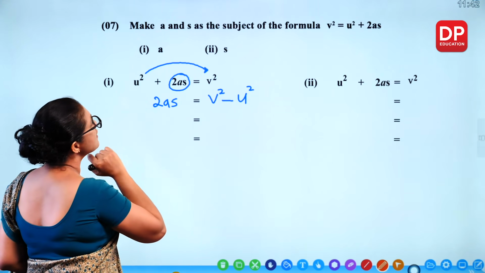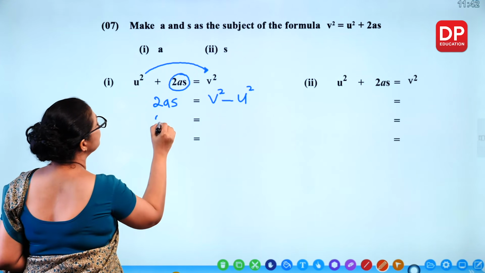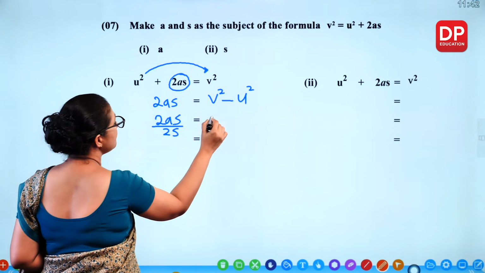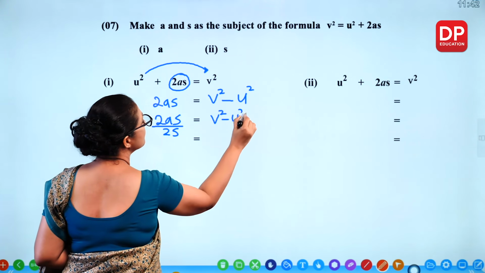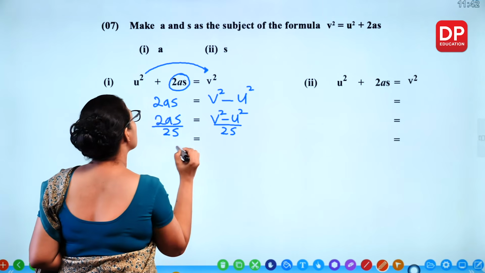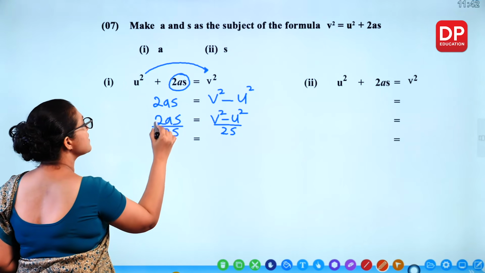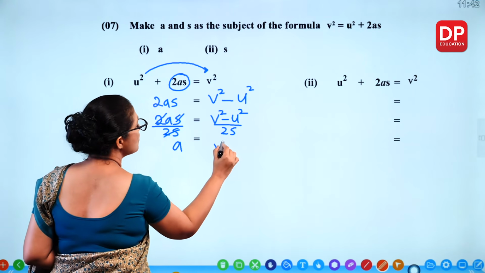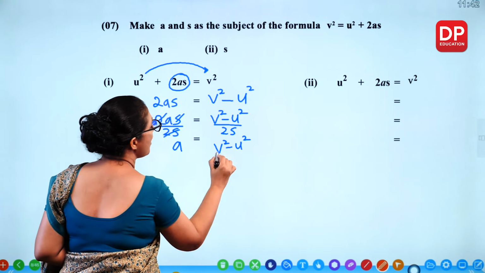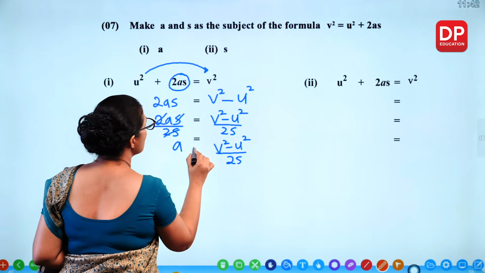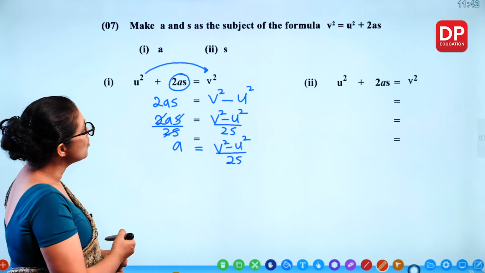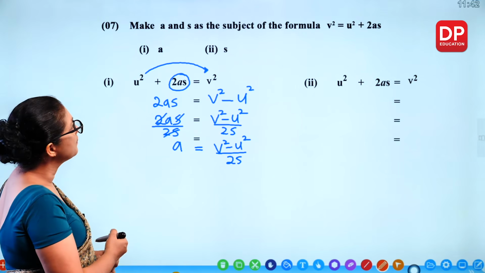Then what's the next step? You need A. So divide by 2S. So 2S gets cancelled out. You get A equals V squared minus U squared over 2S. So this is A equals V squared minus U squared over 2S.